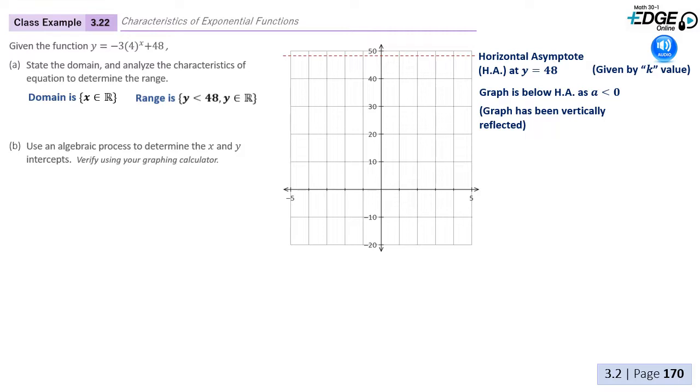Next up, we'll determine the x and y-intercepts. Recall that an x-intercept is found by replacing y with 0, and a y-intercept is found by replacing x with 0.